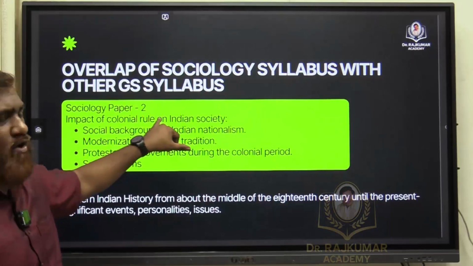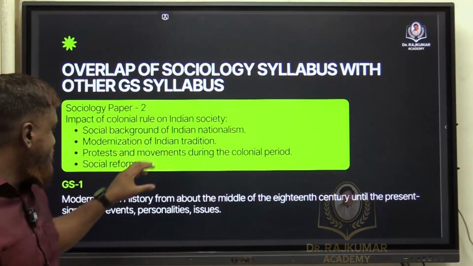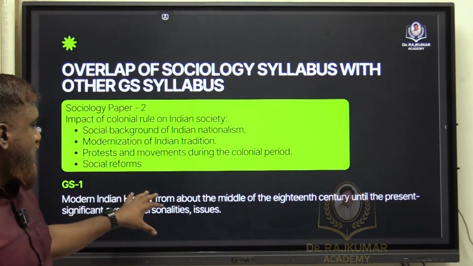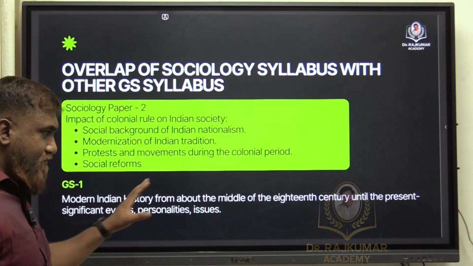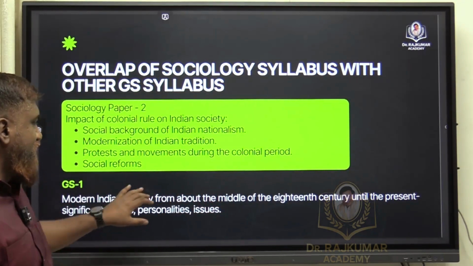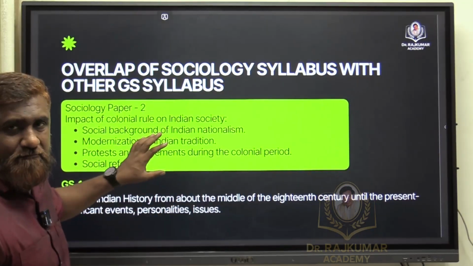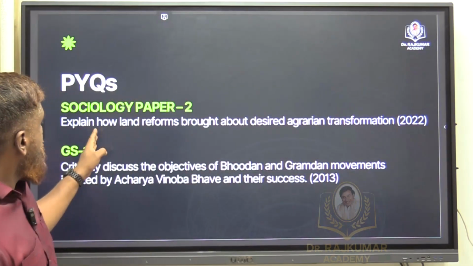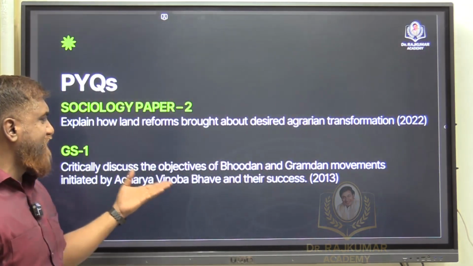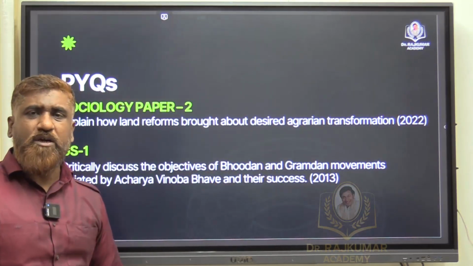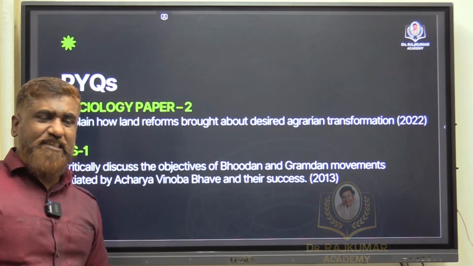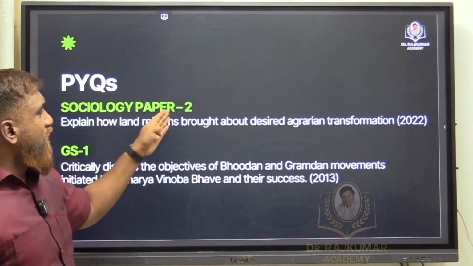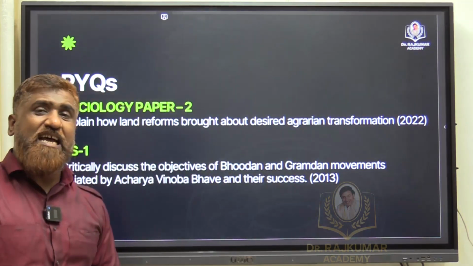Paper 2, impact of colonial rule in society. The topic is there in GS1, modern Indian history from the middle of the 18th century until the present: significant events, personalities, issues. This is the first paper topic. If you see here, a land reform question was asked: critically discuss the objectives of the Bhudan and Gramdan movement. First of all, why Gramdan came, why Bhudan came, what is the necessity for it, and explain how land reform brought about the desired agrarian transformation.